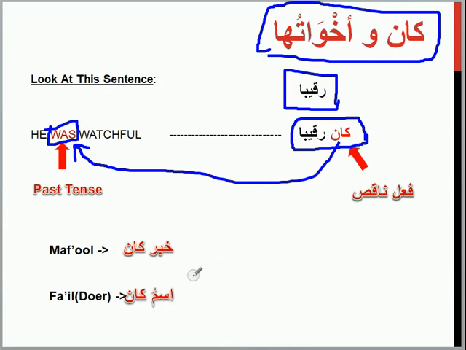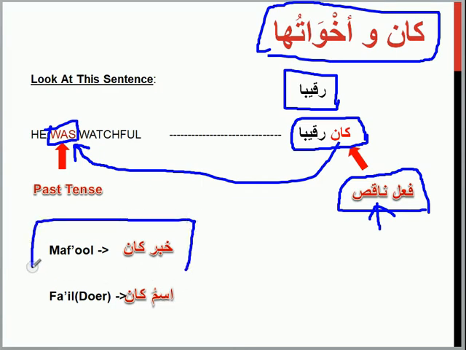And the crazy thing about the sentences is that Kaana itself or the sisters are called fi'l Naaqis. You have to mention this word Naaqis. That's for the fi'l, whichever shows up. And the maf'ul becomes khabar of Kaana. So here it's Kaana, so it will be khabar of Kaana. If it was Laisa, then you would say khabar of Laisa, which is another sister of Kaana. And the fa'il becomes the ismu Kaana.